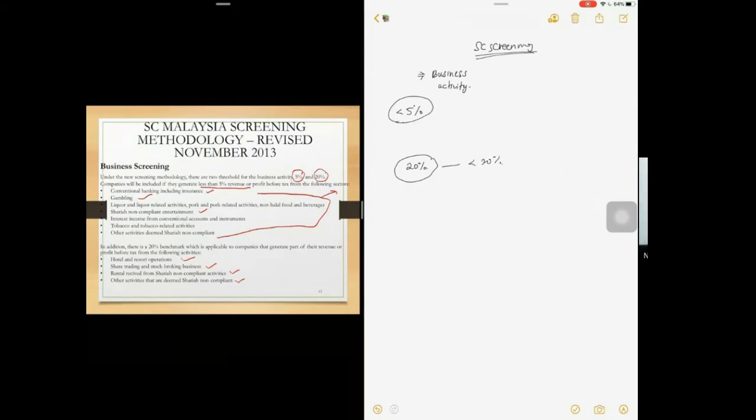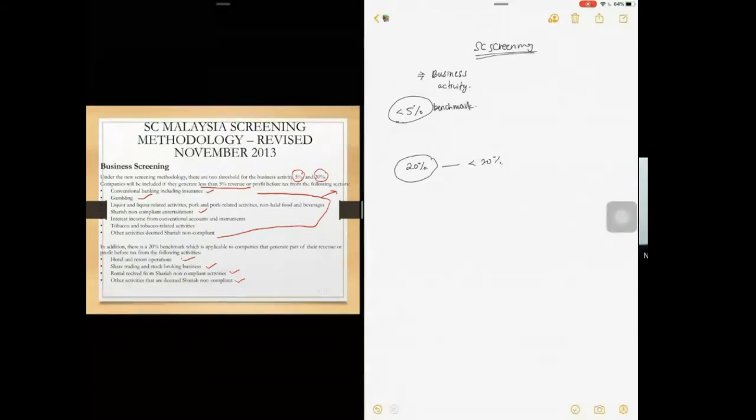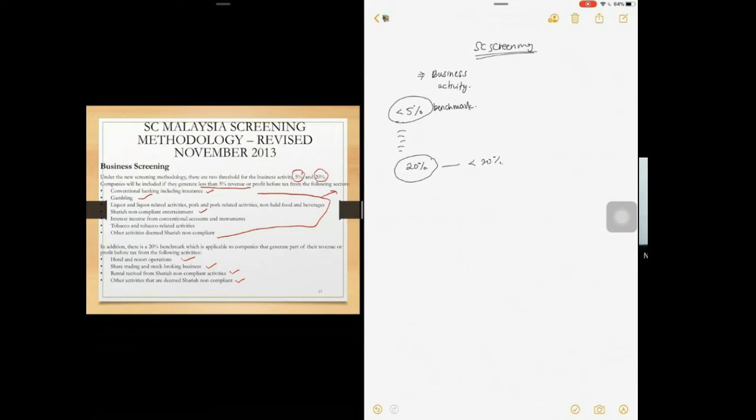Untuk benchmark, 5% benchmark, percentage ni macam benchmark kan. Untuk 5% benchmark, ini adalah company yang calculated dia punya income based on 5% benchmark. So ini yang bawah ni pula adalah aktiviti bisnes yang calculate based on 20% benchmark. Okay, tapi awak kena tahulah benchmark ni ataupun dia punya revenue yang dia gain ni tak boleh more than the benchmark rate. Okay. Tu untuk business activity.